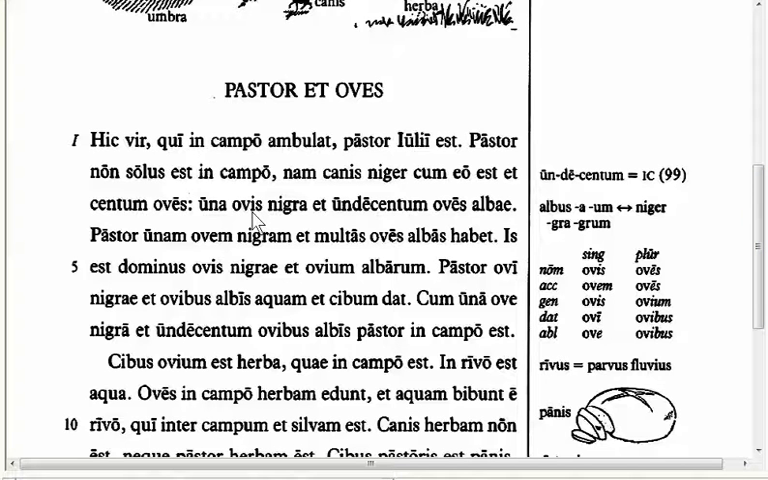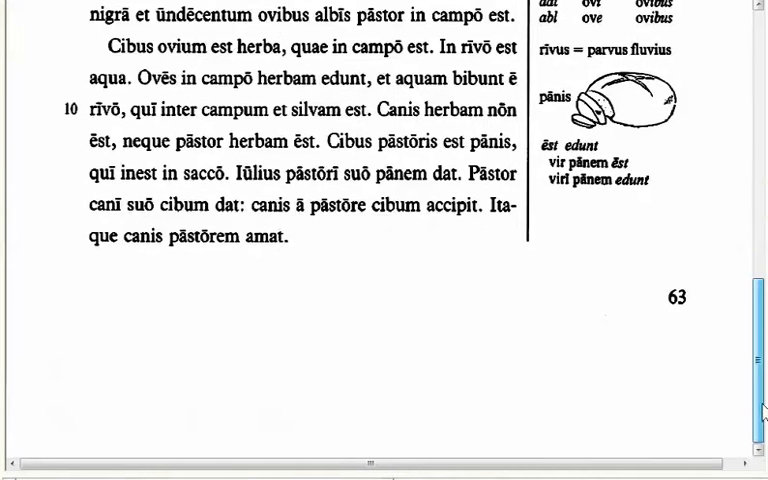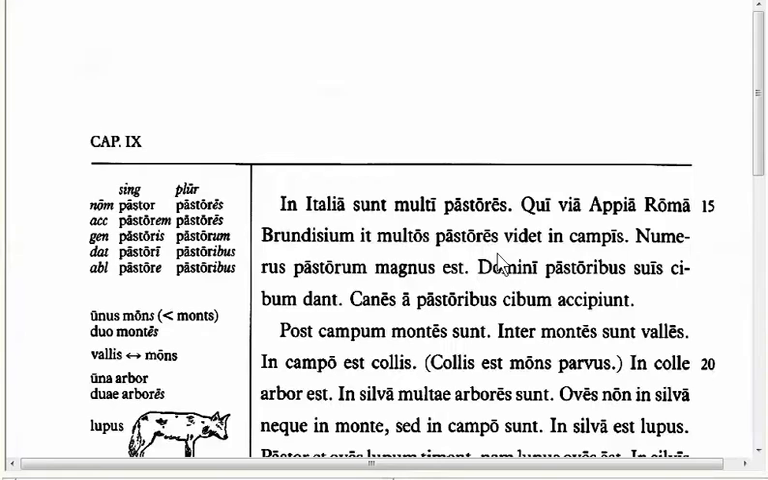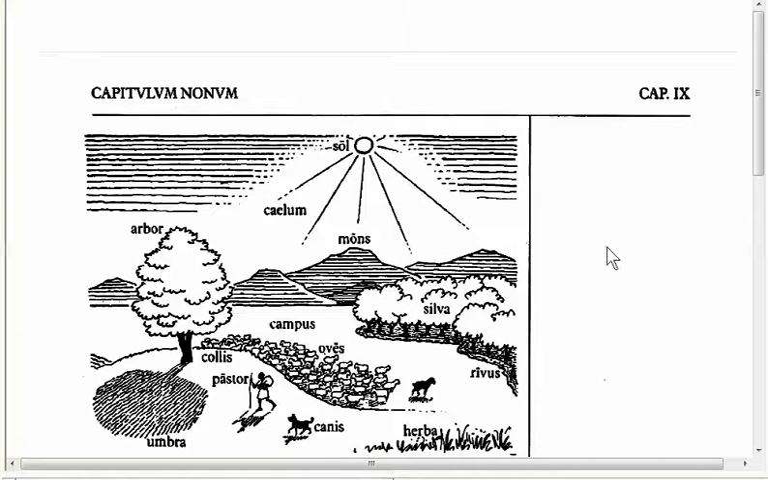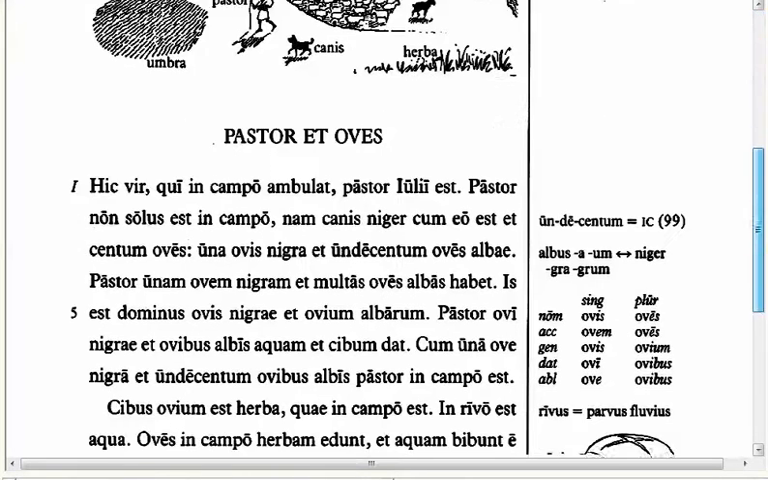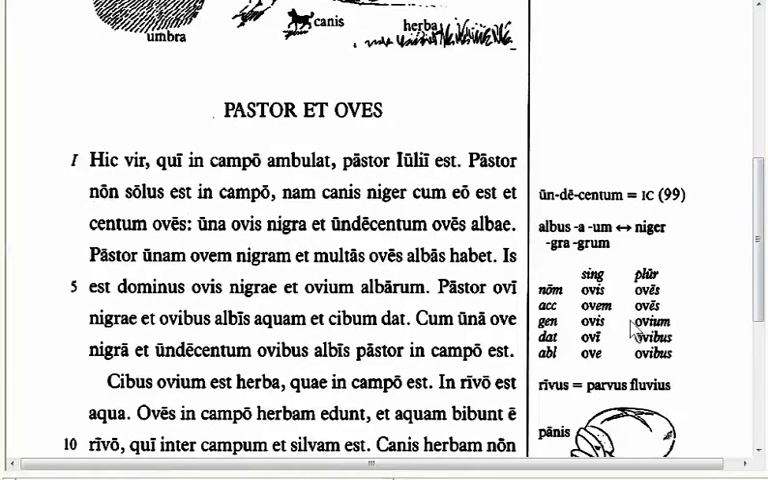The only difference between the S-ending nominatives and the consonant stems is in the genitive plural. Here we have ovium in the genitive plural, and if we look on the next page at the declension of pastor, we see that we have pastorum. So we have an -um ending for pastor in the genitive plural, and we have an -ium ending in the genitive plural of ovis. That's the only difference between those two.